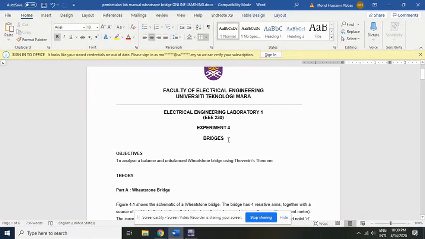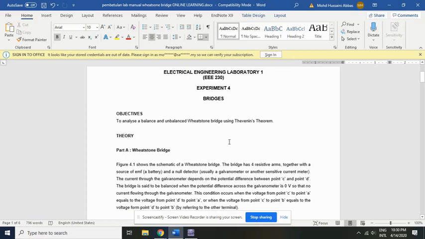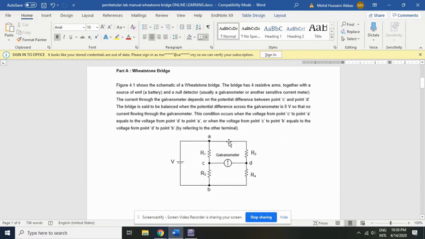So now we are going to look at experiment 4. The title is Bridge. Our objective is to analyze a balanced and unbalanced Wheatstone bridge using Thevenin's theorem. You can read about the theoretical part on your own.